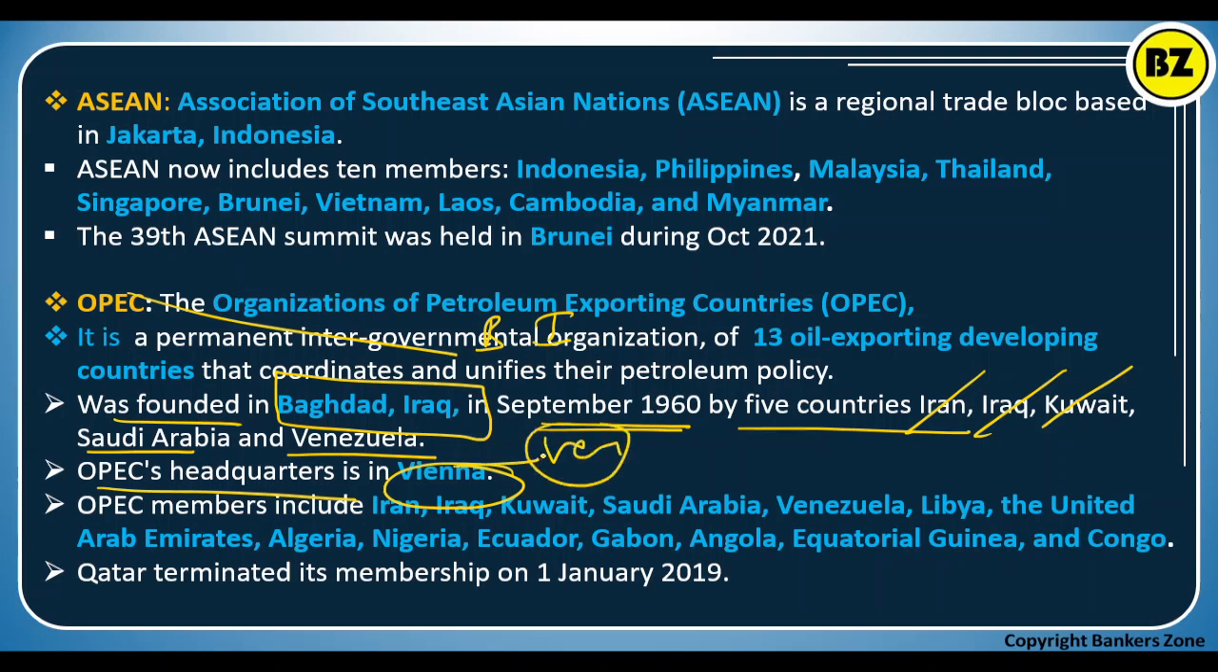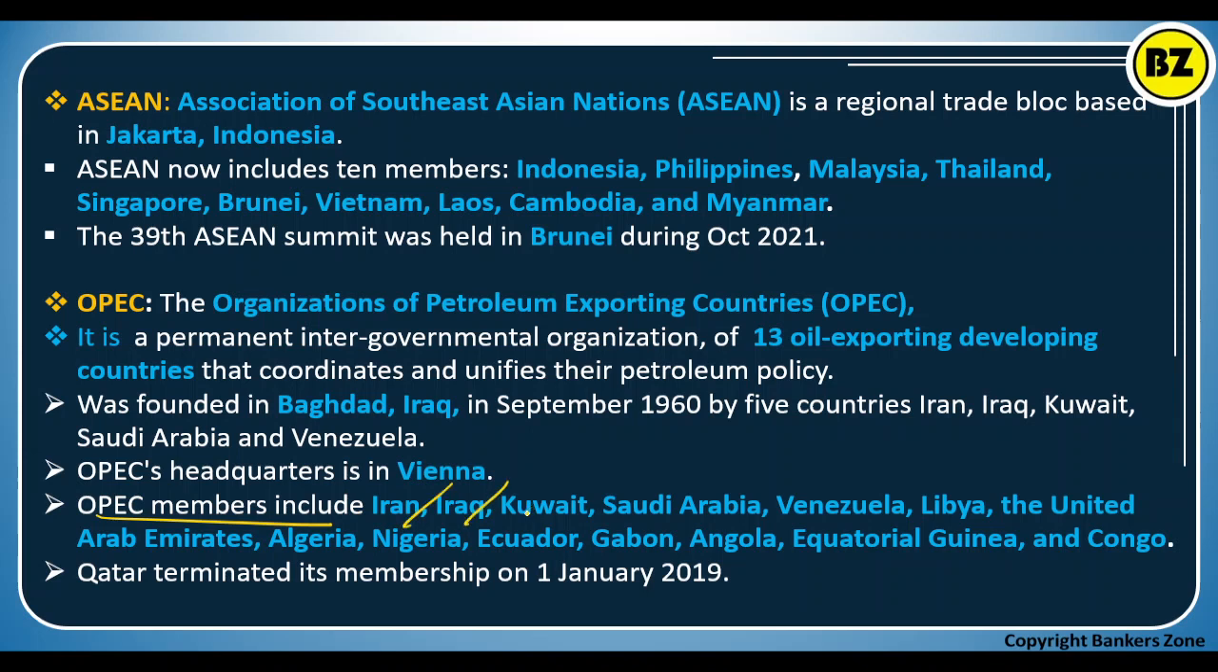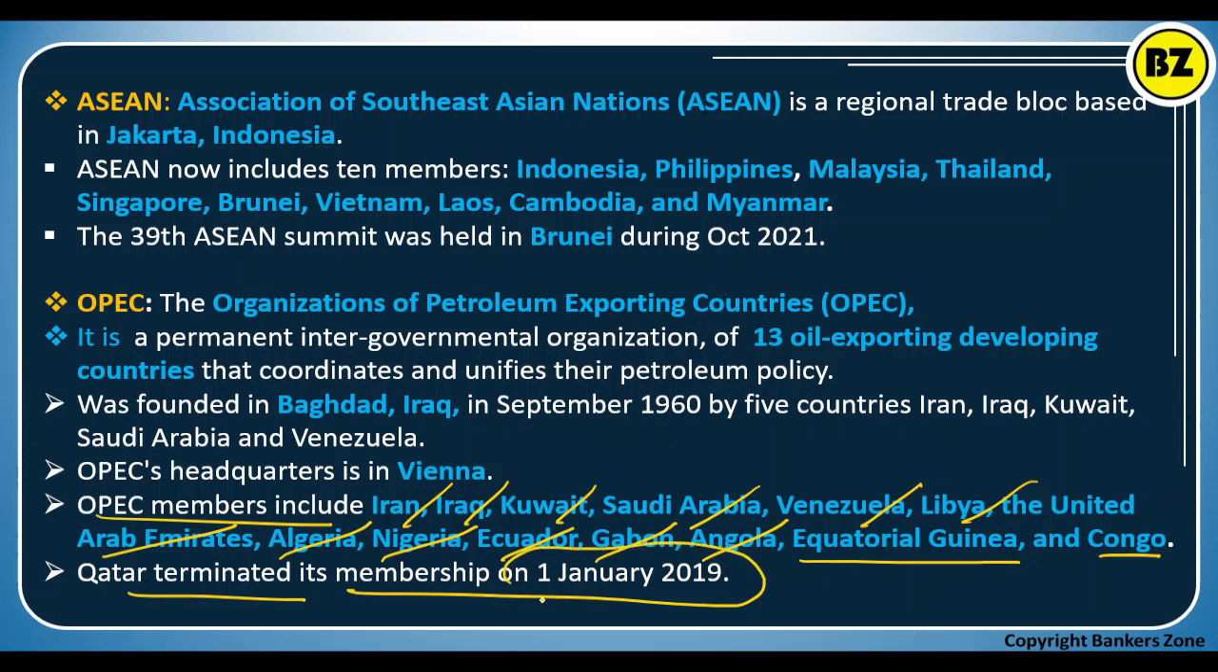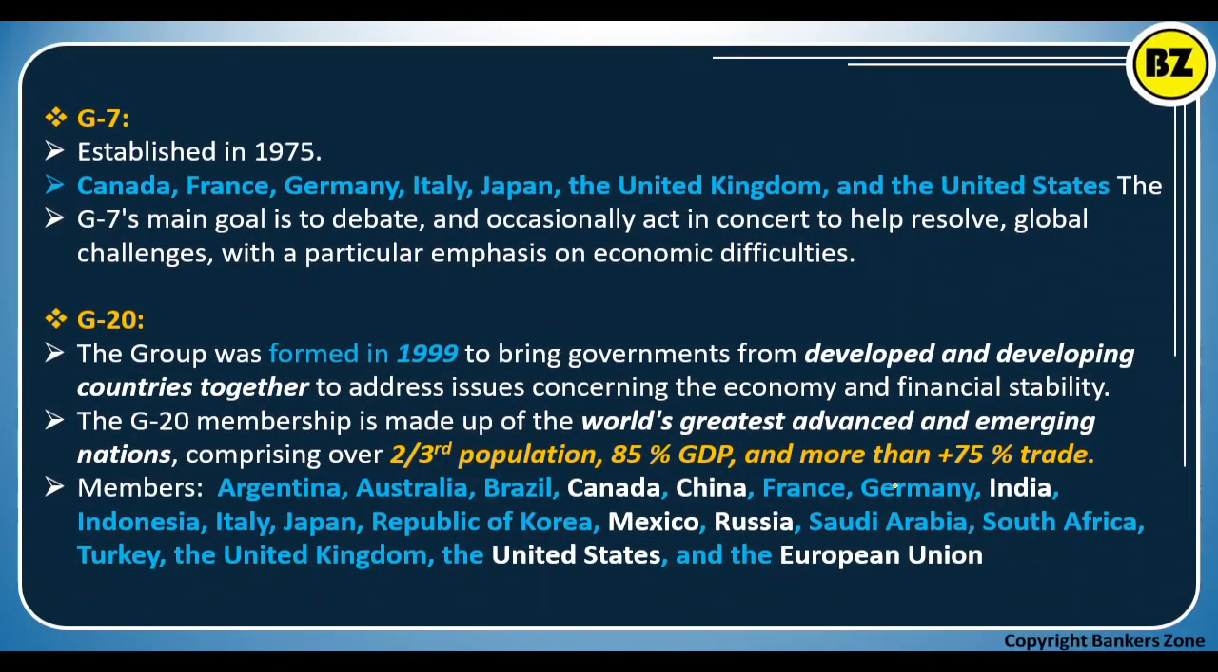Headquarters is now Vienna. OPEC members include Iran, Iraq, Kuwait, Saudi Arabia, Venezuela, Libya, the United Arab Emirates, then Algeria, Nigeria, Ecuador, Gabon, Angola, then Equatorial Guinea and the Congo. So these are the members of OPEC. You don't need to remember the list, but remember the headquarters. You can remember the founding members if you want. Then Qatar has terminated its membership since January. So that is an important thing. Now Qatar is not a member of OPEC, that you have to remember. Apart from that, remember Vienna is the headquarters of OPEC.